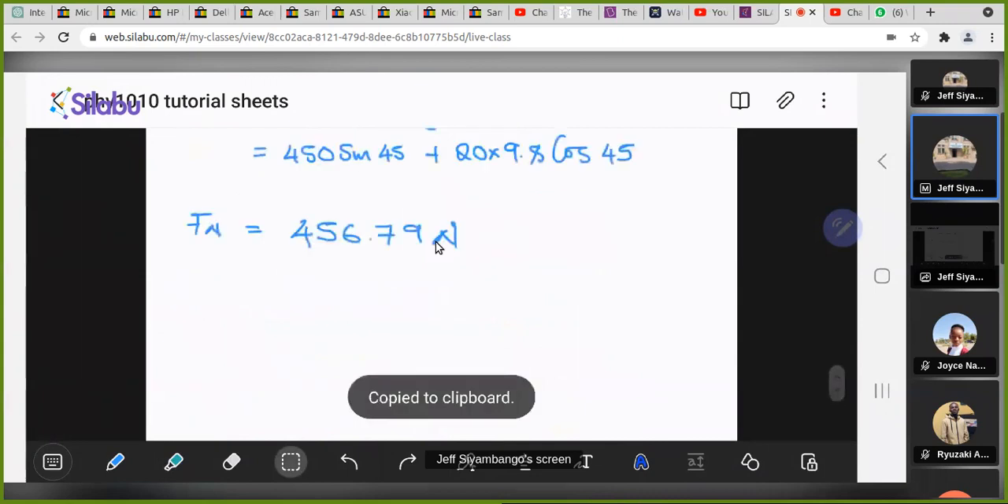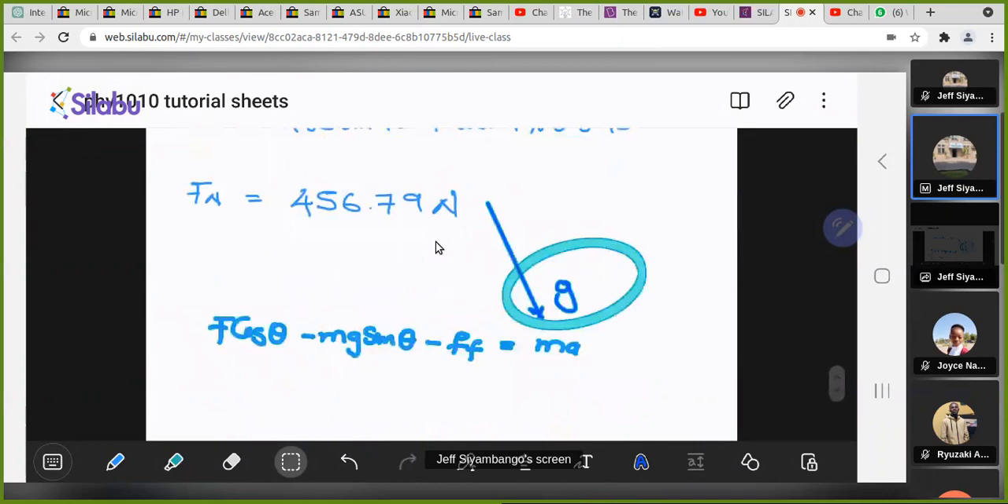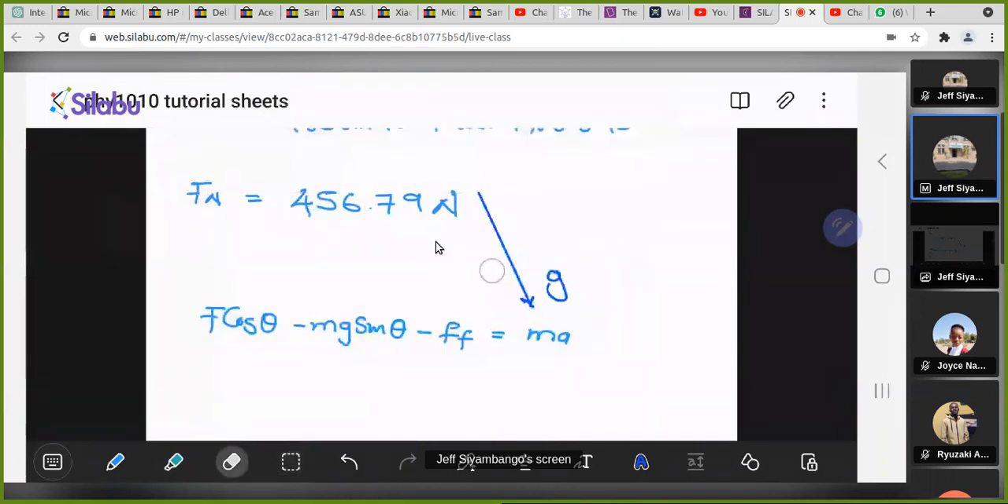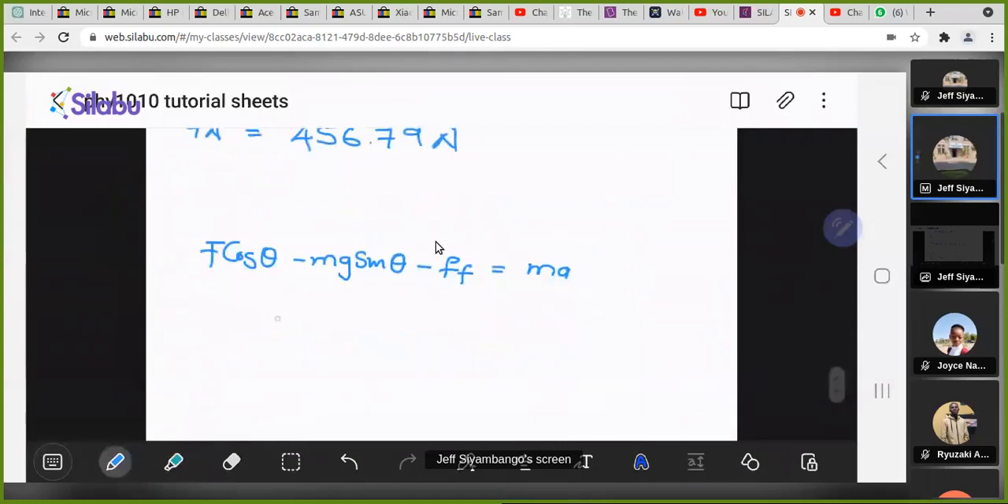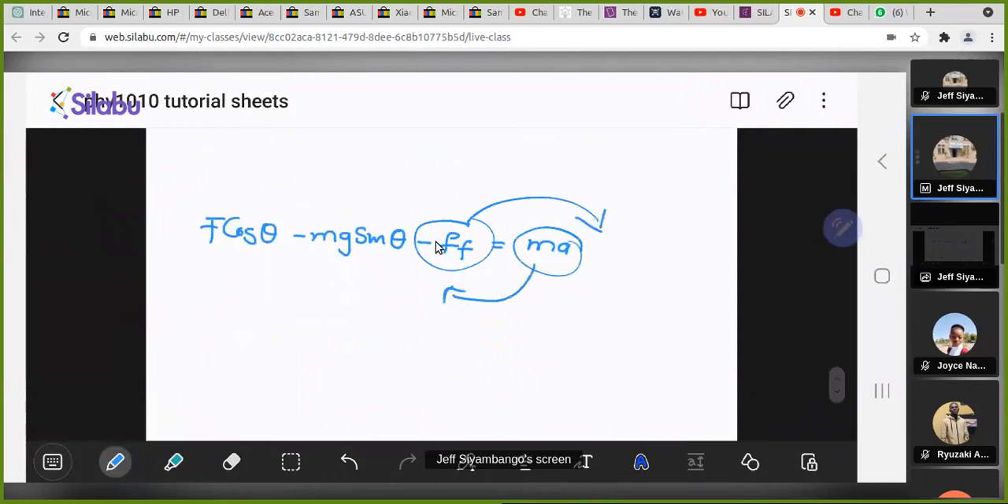Okay, so this is our force. The acceleration is 0.7. We're looking for force of friction. So I'll take force of friction to the other side so that it becomes positive. I'll bring this to the left side, becomes negative. I have F cos theta minus mg sine theta. Then this becomes minus ma. Then this is equal to force of friction.